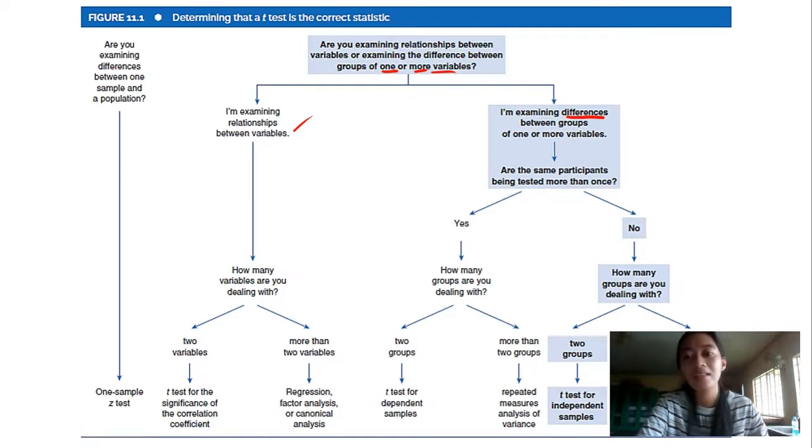In our study, we had just one test. So no. And then, how many groups are we dealing with? We have two groups, the Indian and the Australian groups of university students. So two groups only. For more than two groups, that's another test. So for now, two groups is the example. If you follow this line, two groups, that means we can use the t-test for independent samples.